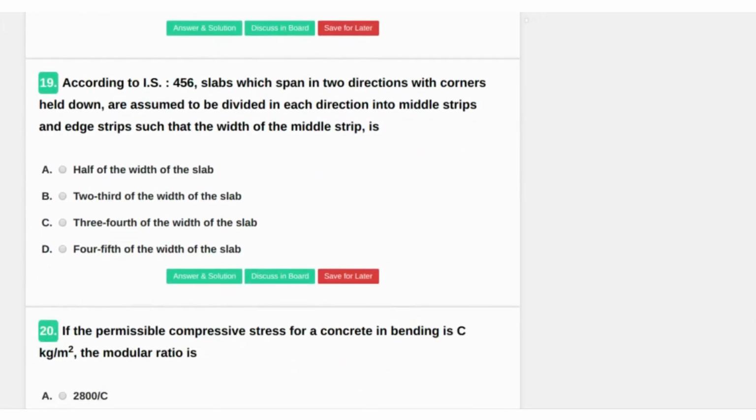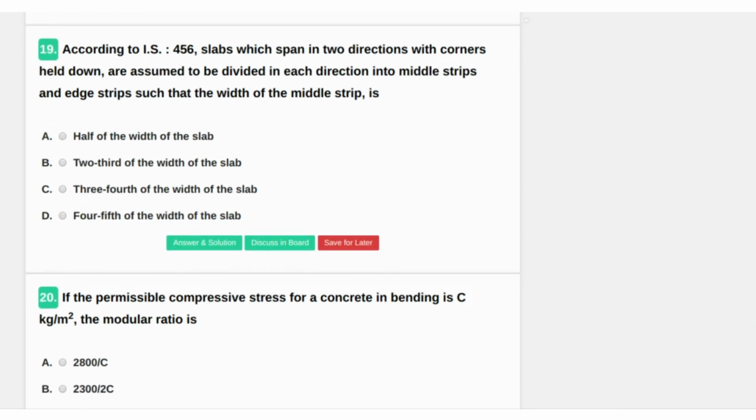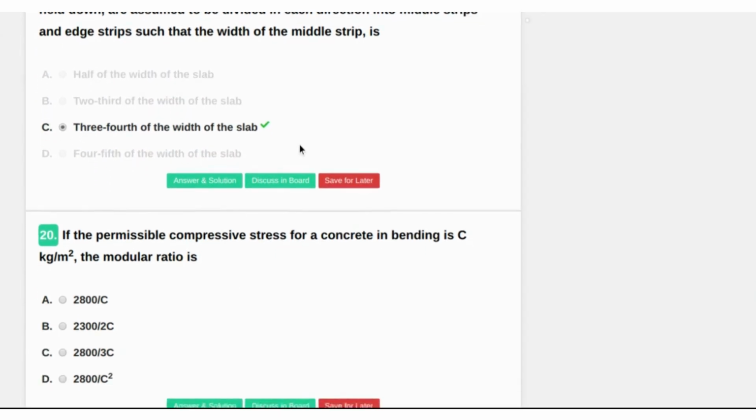According to IS 456, slabs spanning in two directions with corners held down are assumed to be divided in each direction into middle strips and edge strips, such that the width of the middle strip is three-fourths of the width of the slab. Middle strip width is equal to three-fourths of the width of the slab.